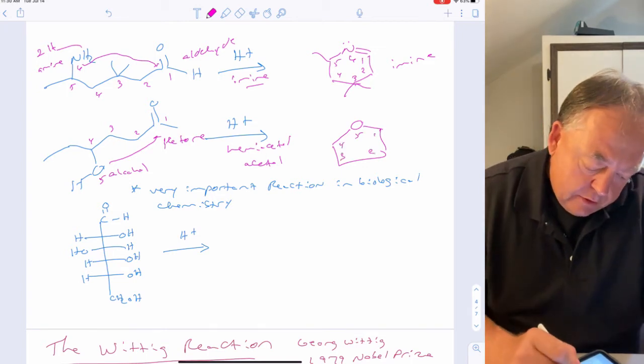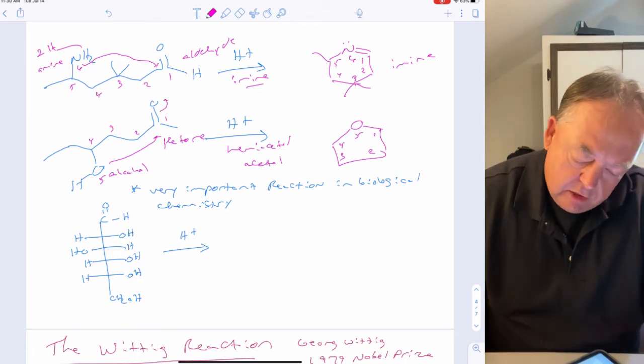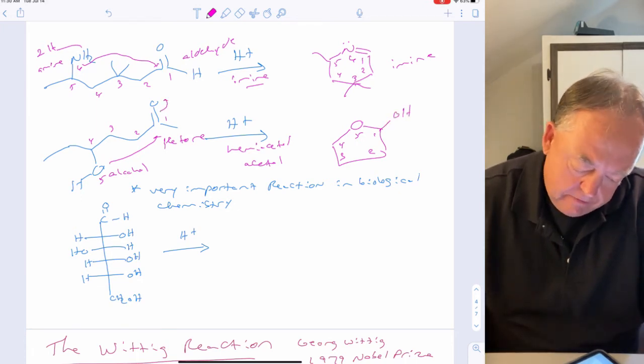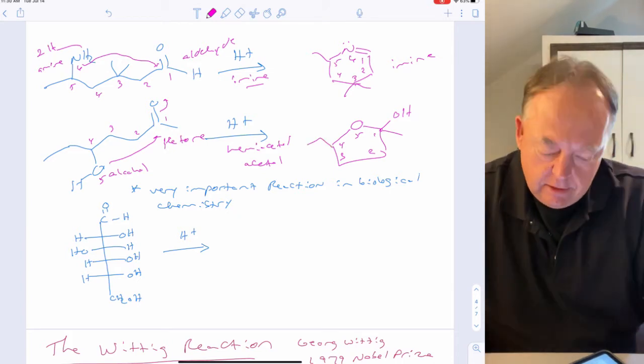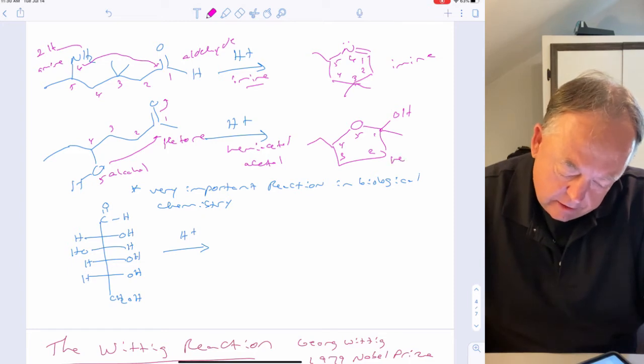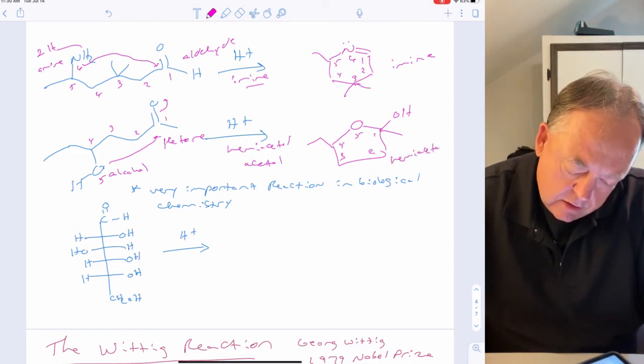So what's going to happen to the OH? Oxygen is going to become an OH, right? And 1 also has a CH3 on it. 2 and 3 are CH2s, and 4 has an ethyl group on it. So that would be your hemiacetal.